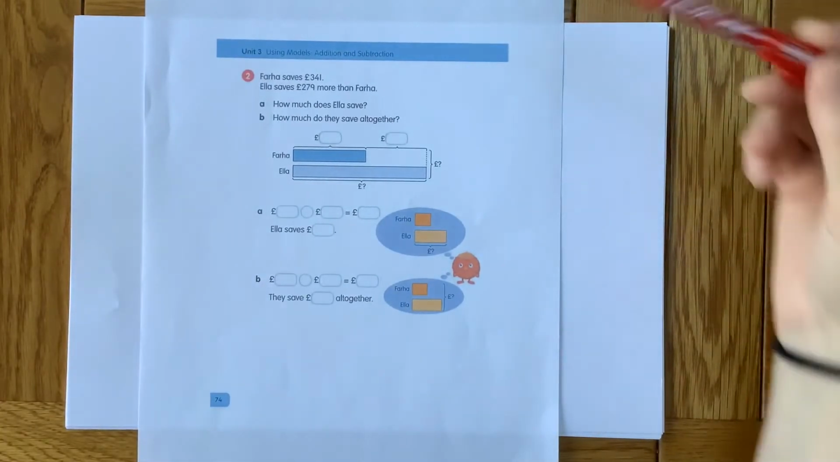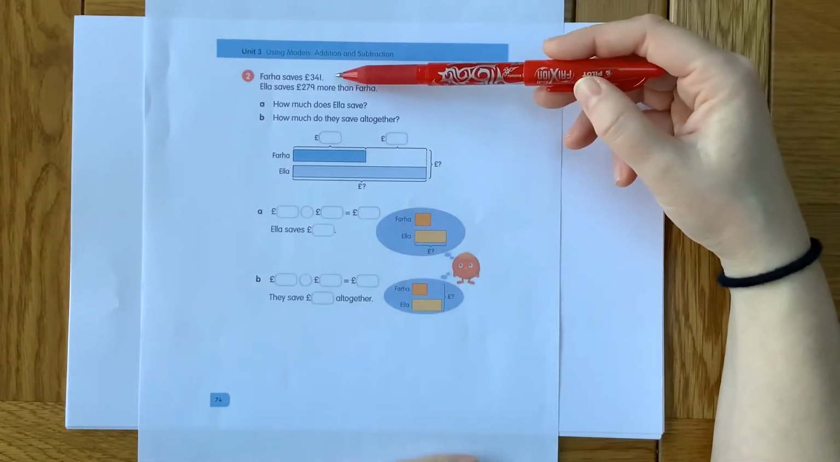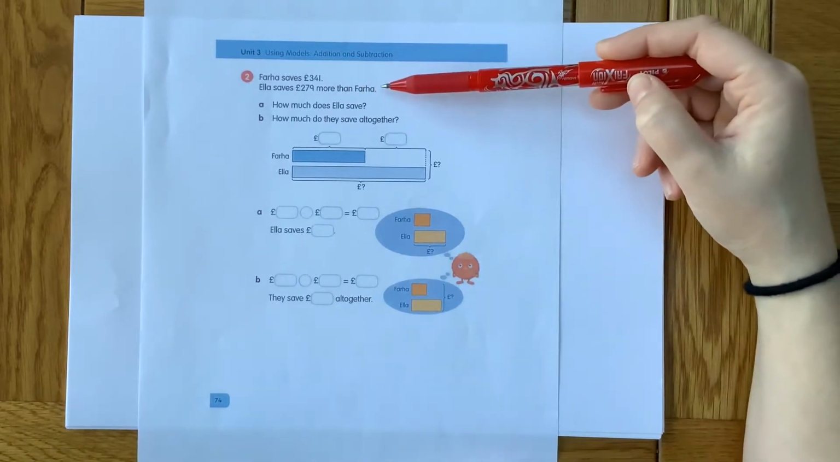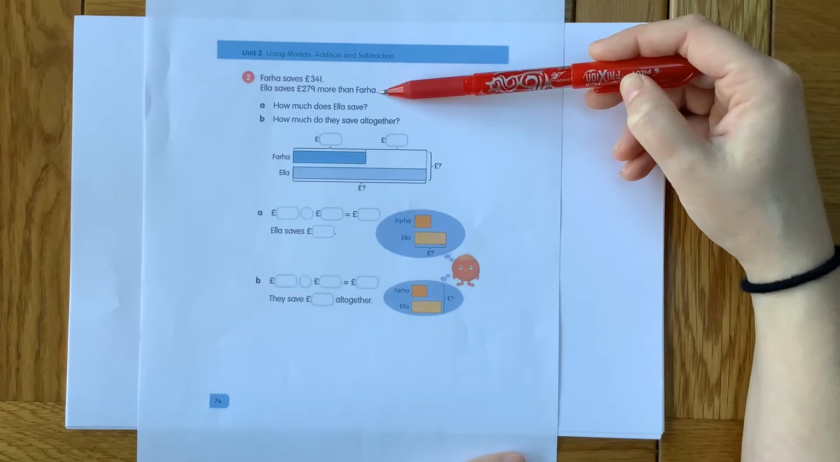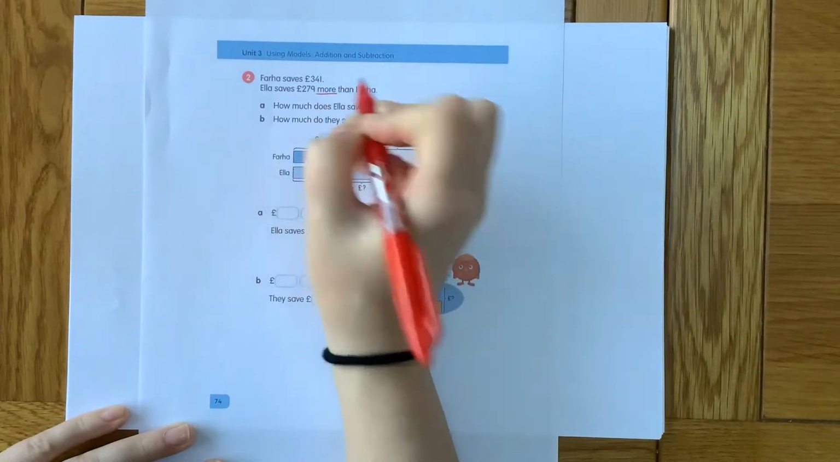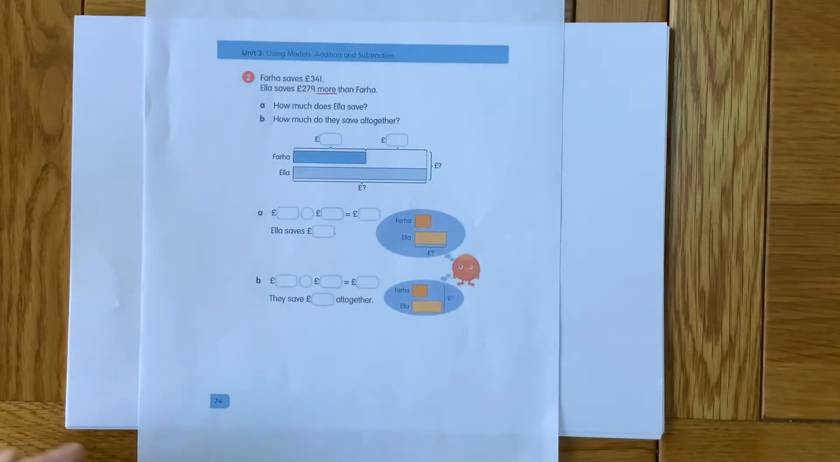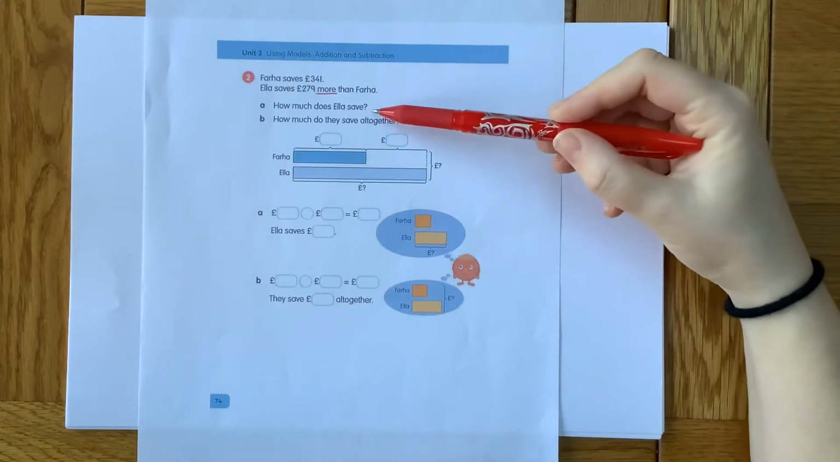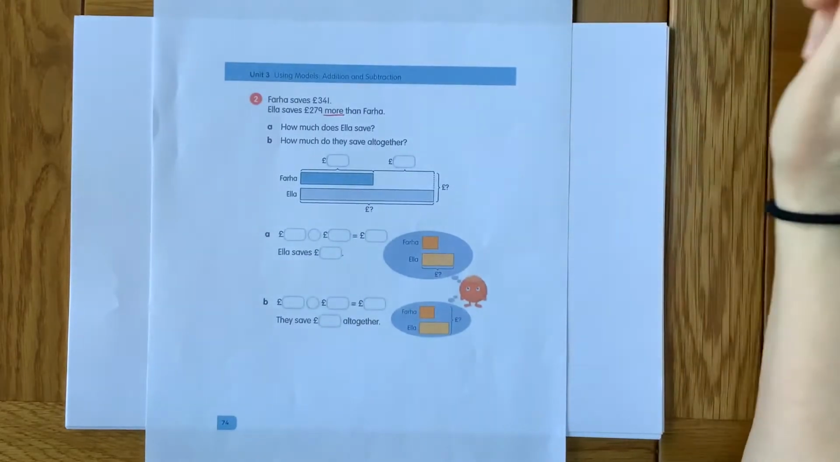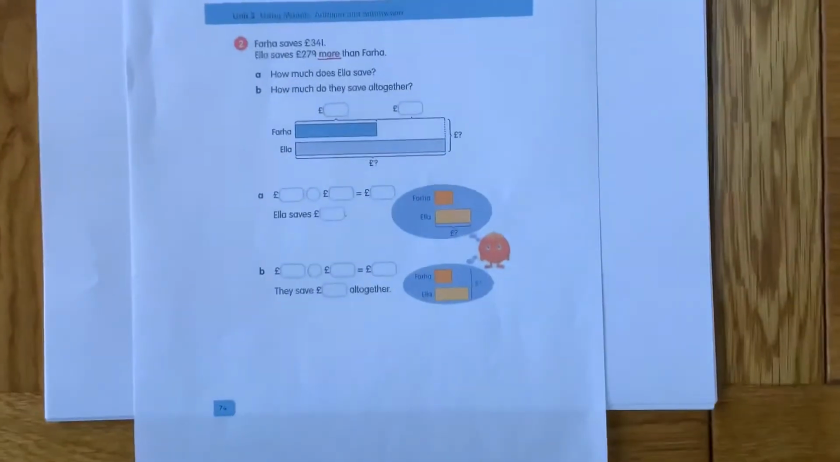Okay, let's read the question first. Farah saves £341. Ella saves £279 more than Farah. I'm just going to underline that more, because that might help us in a minute. A, how much does Ella save? And B, how much do they save altogether? So this time we're going to use the same bar model to help us solve the problem. So let's get a little bit closer.